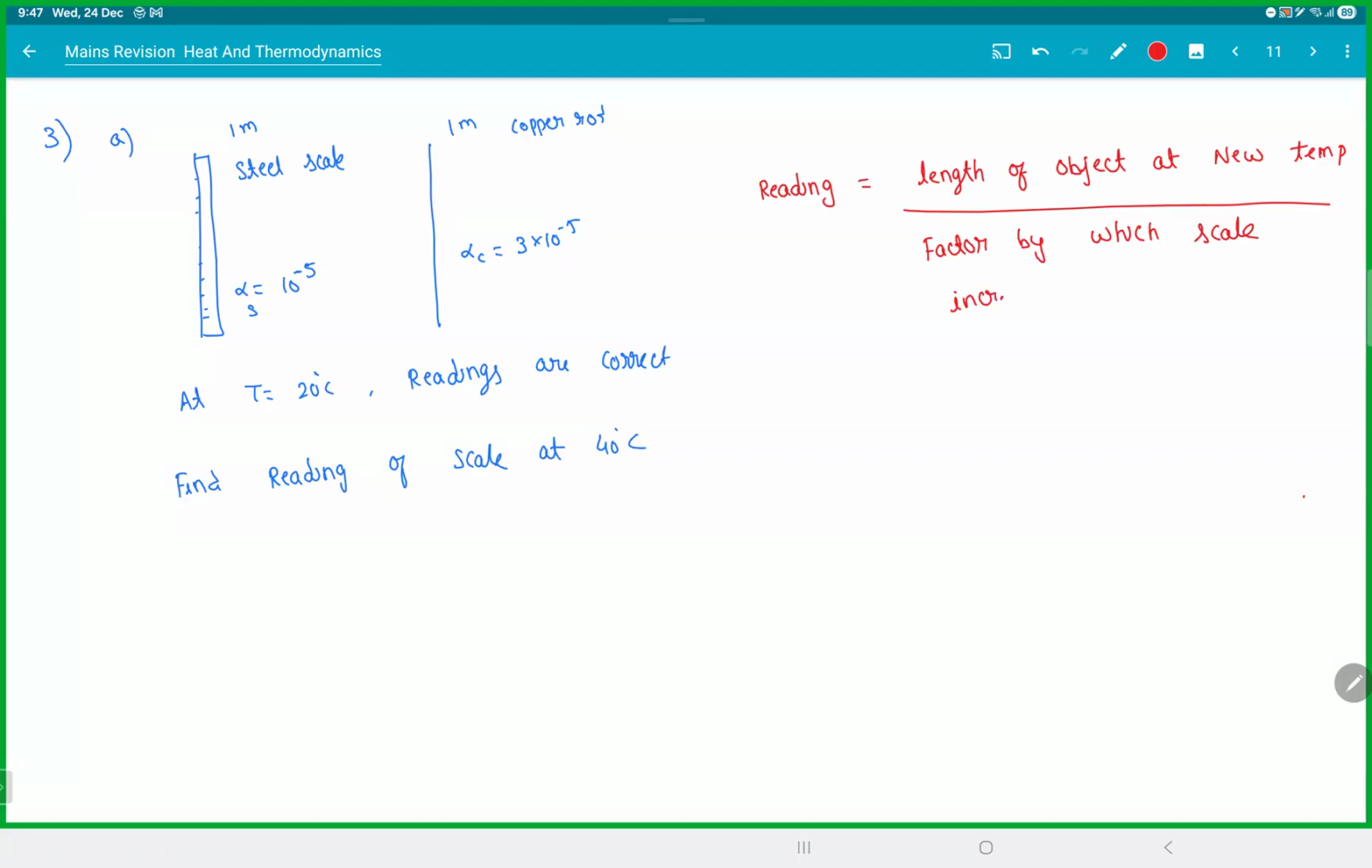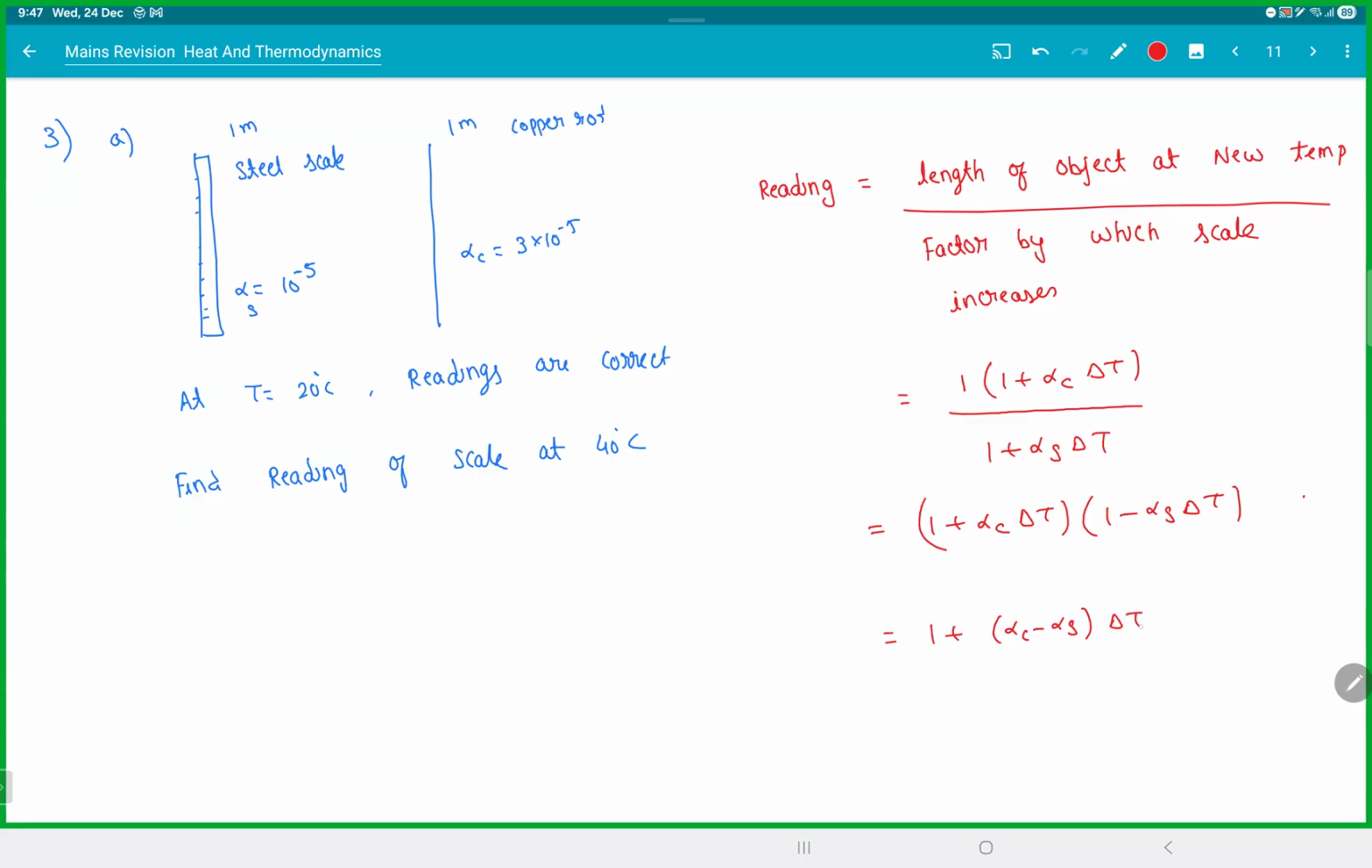Factor. So what is the length of the object at the new temperature? 1 into (1 plus alpha copper delta T), divided by the scale's increase factor of (1 plus alpha steel delta T). This would be the correct answer, but they will not give it to you like this. So bring it up. You can use binomial approximation, then multiply, and you can ignore the delta T square term. That will be the final reading.